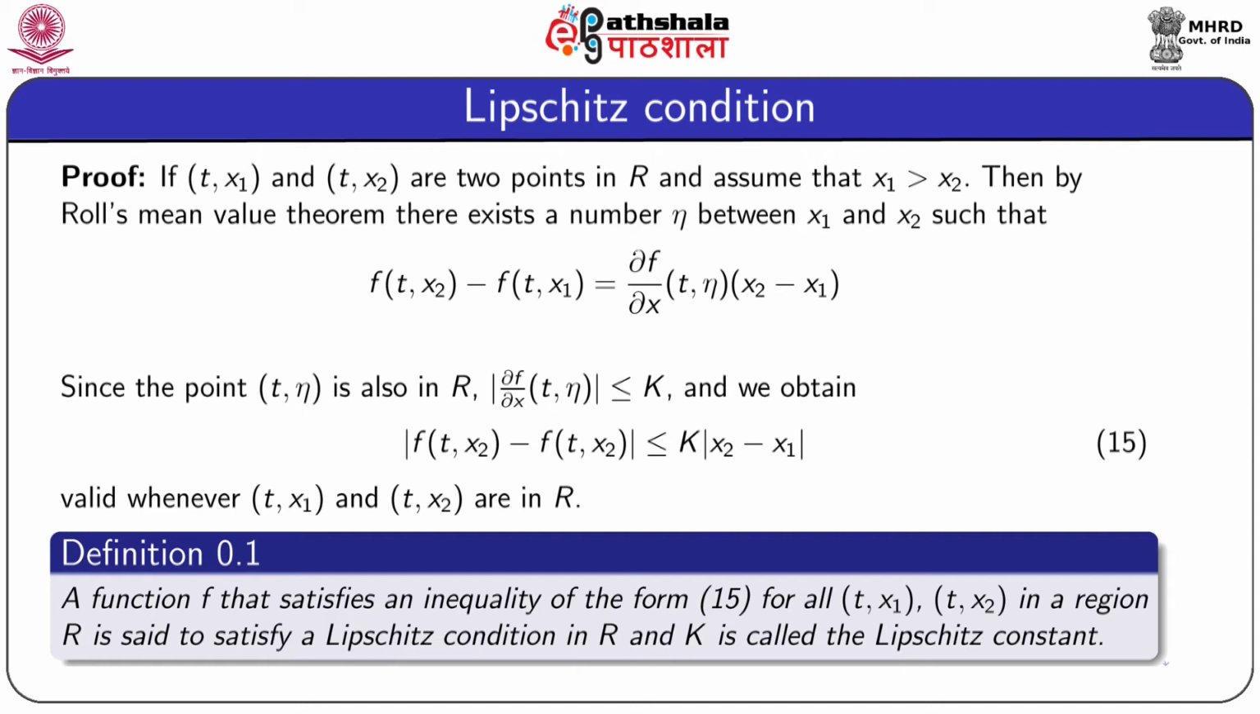Therefore, we come to the definition: a function f that satisfies an inequality of the form 15 for all (t, x1), (t, x2) in a region R is said to satisfy a Lipschitz condition in R, and K is called the Lipschitz constant.